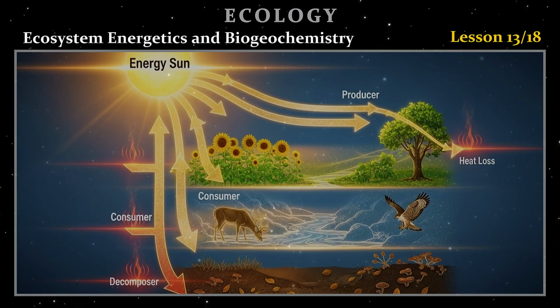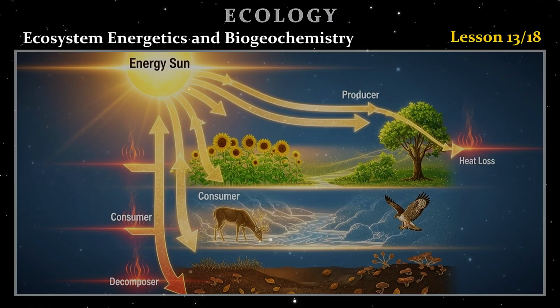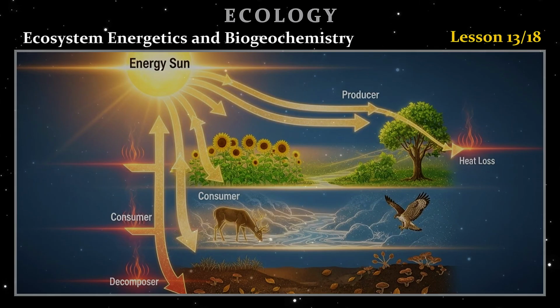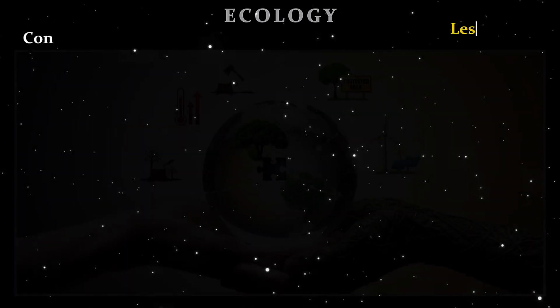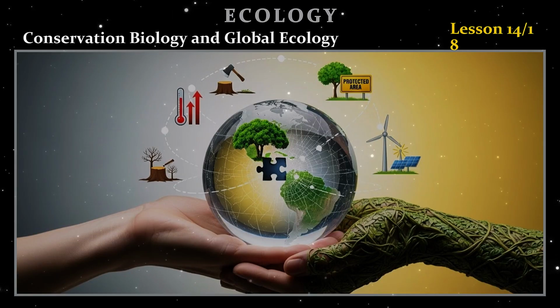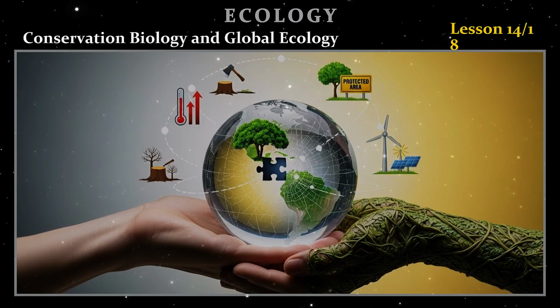We arrive now at the final chapter. We must apply everything we have learned from the individual to the ecosystem to the urgent task of preservation. Our final lesson is the science of saving the world. Lesson 14, Conservation Biology and Global Ecology. Our final lesson is titled Conservation Biology and Global Ecology.